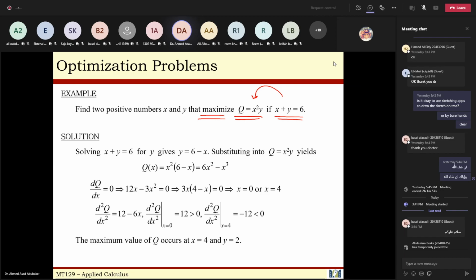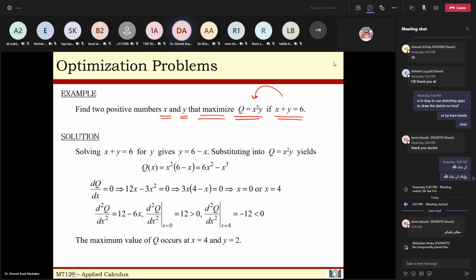So we need to convert, in this example, q equals x squared multiplied by y. We need to convert this q to be with respect only to x. So we need to find two numbers x and y, which must have the given relation. This needs a maximum or minimum, and we have the relation between x and y.